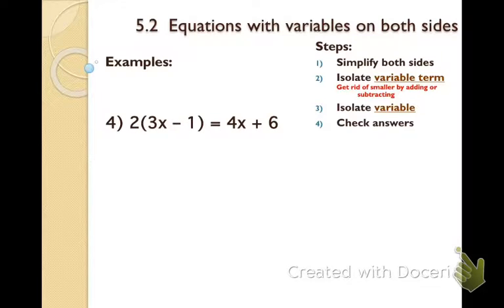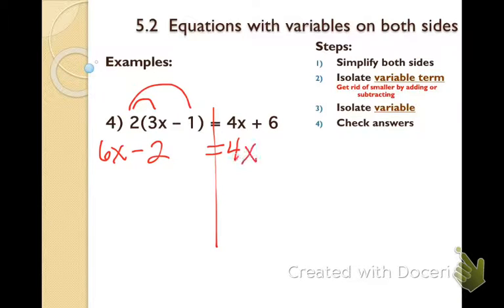All right. Last example. So I added one little extra step here, but it doesn't really make it much harder. First step, simplify both sides. Well, the left side is not simplified. I need to distribute this 2. So that's going to give me 6x minus 2. Watch your signs on those. And the right side's already simplified, so I'm just going to copy it down. Okay, so first step's done.